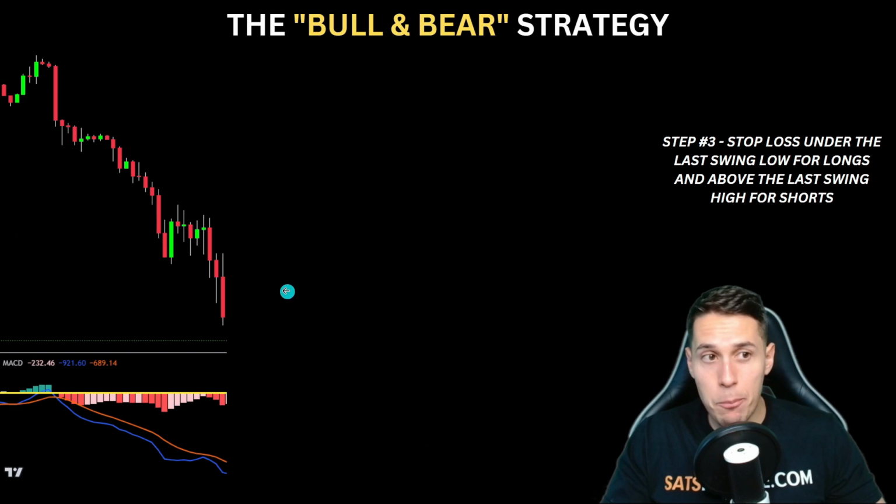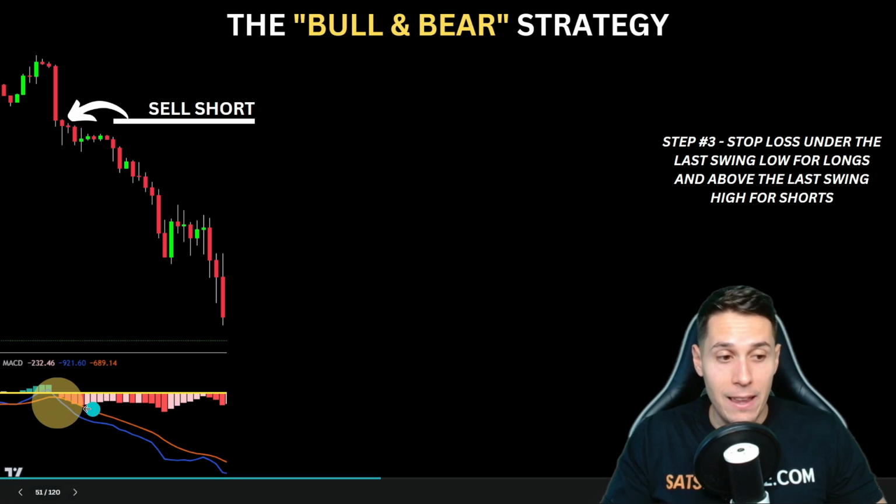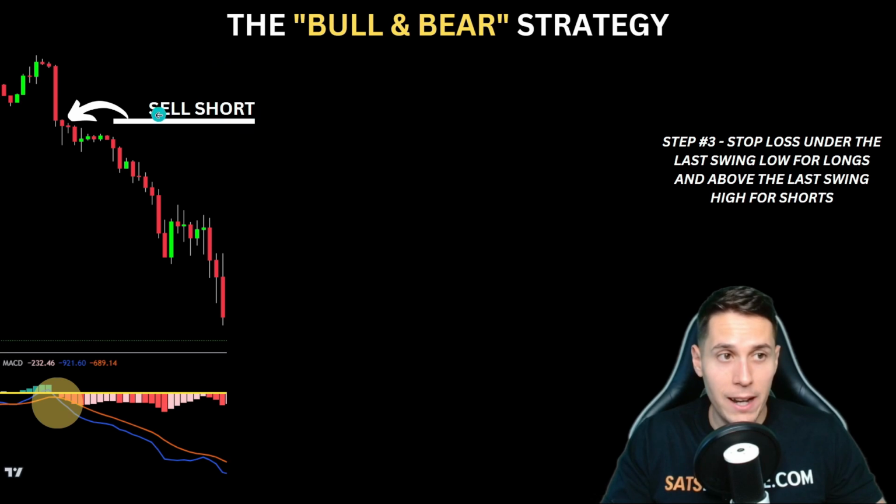Now let me give you an example for a short. So we have here a bear cross in the bear control zone, which is exactly what we want. Right after we get the cross, we enter a short trade, and where do we place the stop loss? Well, above the last swing high, which in this case is right here.